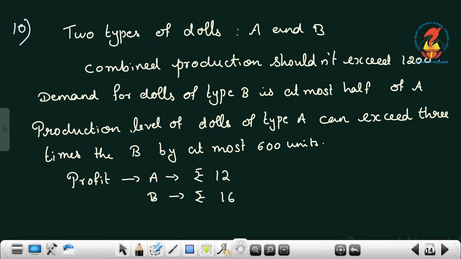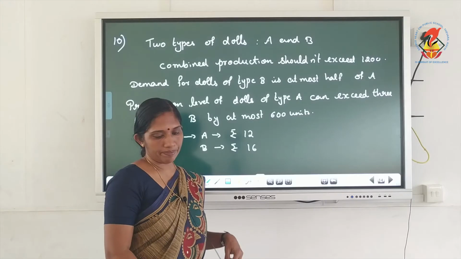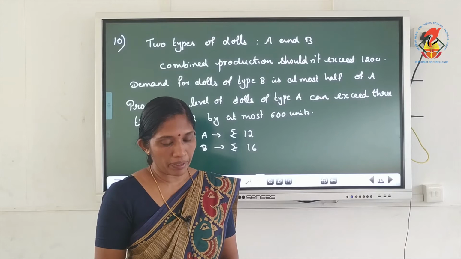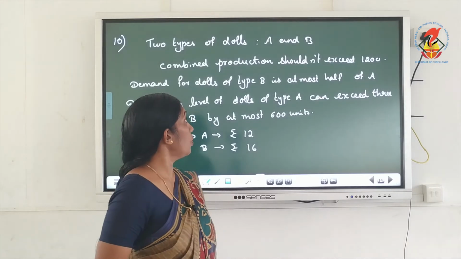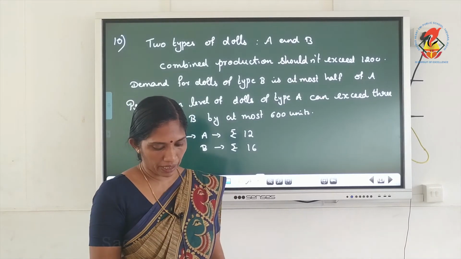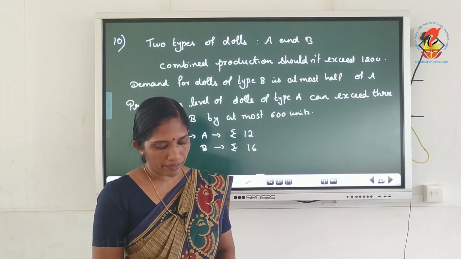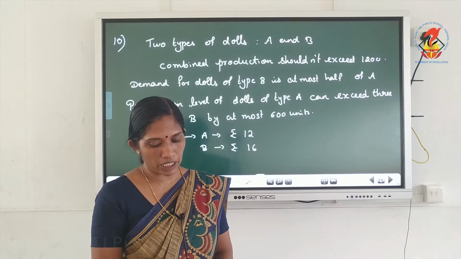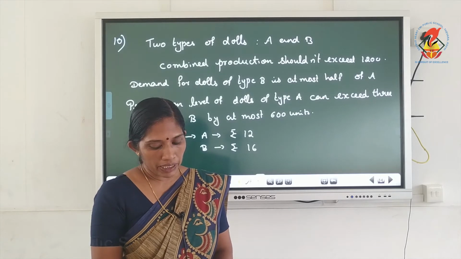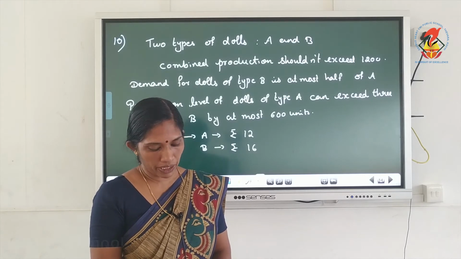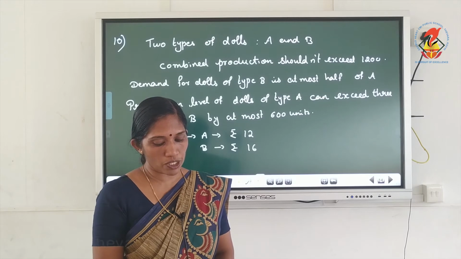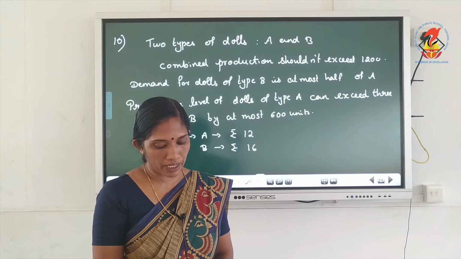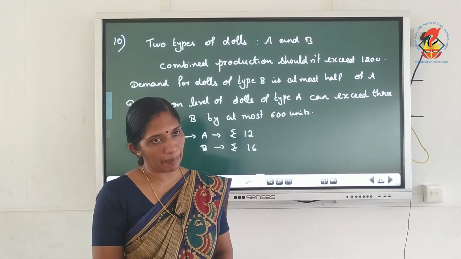The next is miscellaneous exercise, question number 10. A toy company manufactures two types of dolls, A and B. Market tests and available resources have indicated that the combined production level should not exceed 1,200 dolls per week, and the demand for dolls of type B is at most half of that for the dolls of type A.